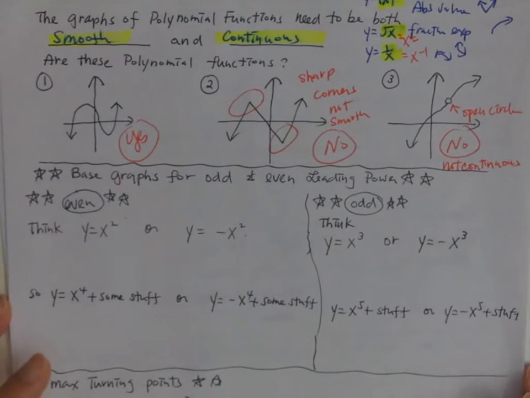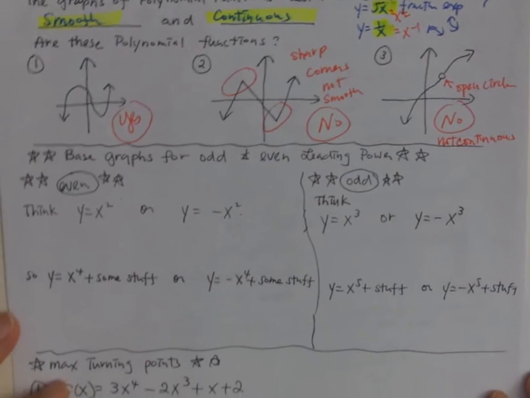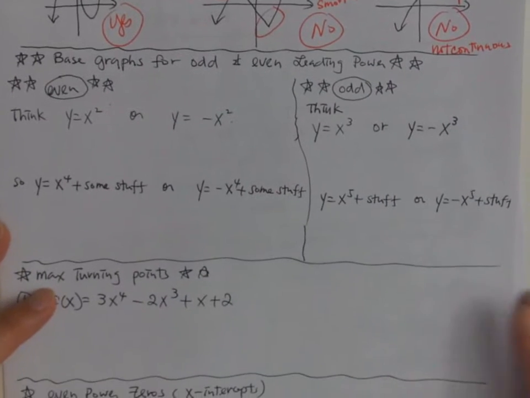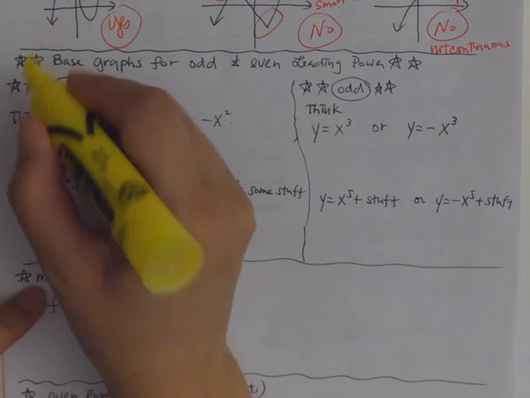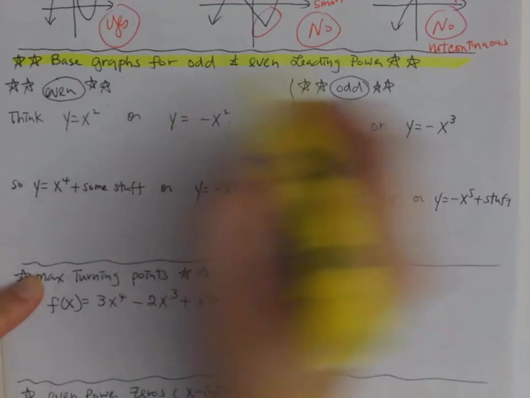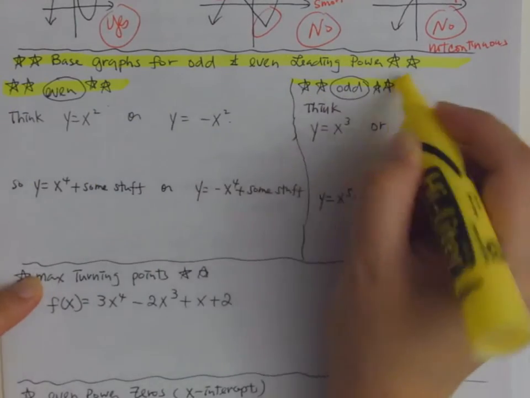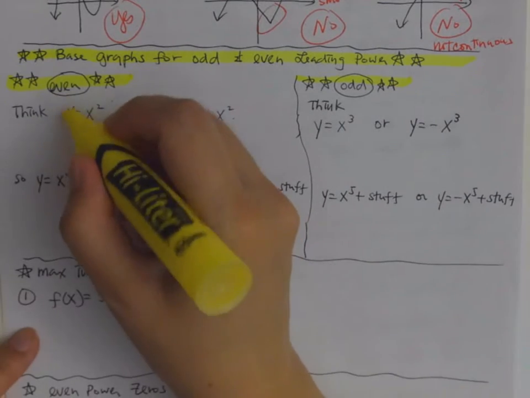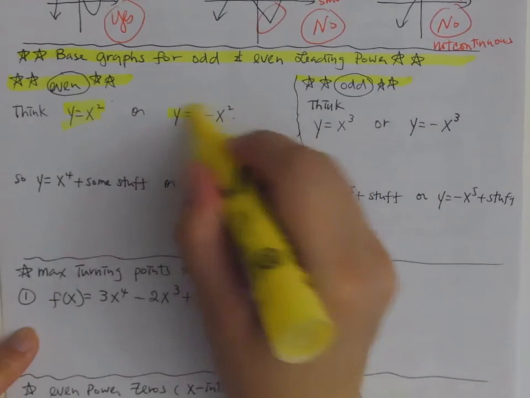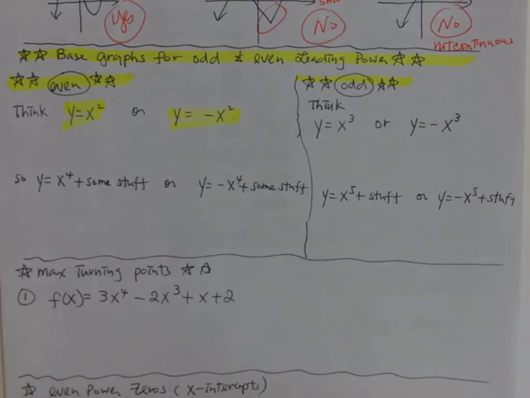Okay, so the next part is super important. Some of your homework questions may ask you something like that. They want you to know the end behavior of polynomial functions, and it will be important when you take business calculus. So I want you to think about the base graphs that we have been talking about for both even and odd functions. The ones we want you to remember are y equal to x squared and y equal to -x squared. We just did that in the last chapter, right?